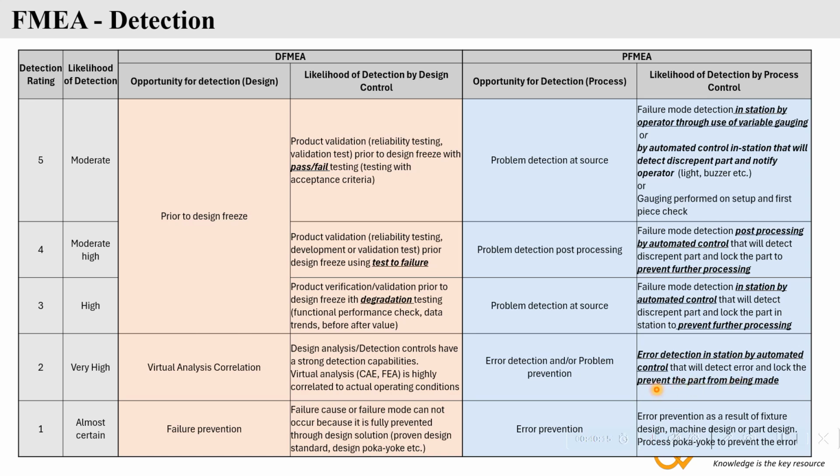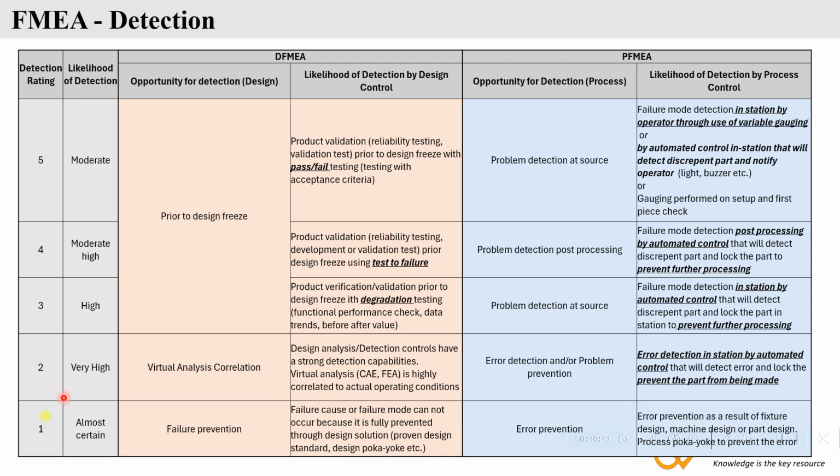Error detection in station by automated control that will detect error and prevent the part from being made. Here it will prevent the part from being made. Earlier, prevent further processing meant it was being produced. It will prevent the part from being made as a wrong part or as a failure. It is detection rating 2.